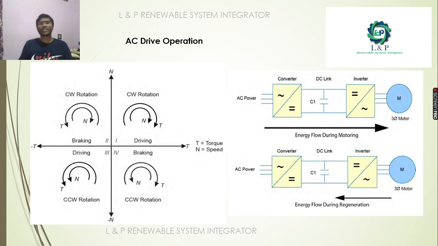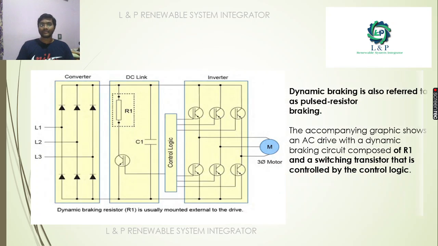So AC drive operation, we already know it. For driving purposes, what torque and speed you have to apply. For the rotation, how the energy flows. When regeneration is happening, what will be the direction of flow of energy has been shown in this figure. And if you are going for dynamic braking, with the help of this pulsed resistor, you can do the braking operation.